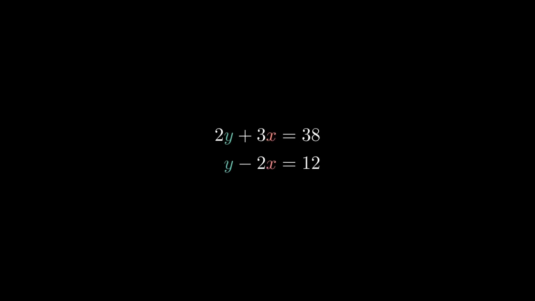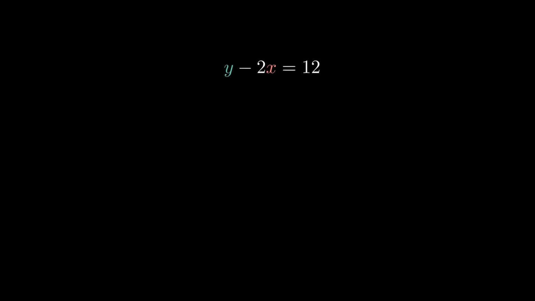Now then, let's take a look at these two equations: 2y plus 3x equals 38, and y minus 2x equals 12. We want to know where these two lines meet. And to do that, all we have to do is isolate a variable from one equation and plug it into the other equation. So right here, I'm going to pick whatever equation looks easier to isolate a variable. In this case, it looks easiest to isolate y in the lower equation, so I'll just do that.